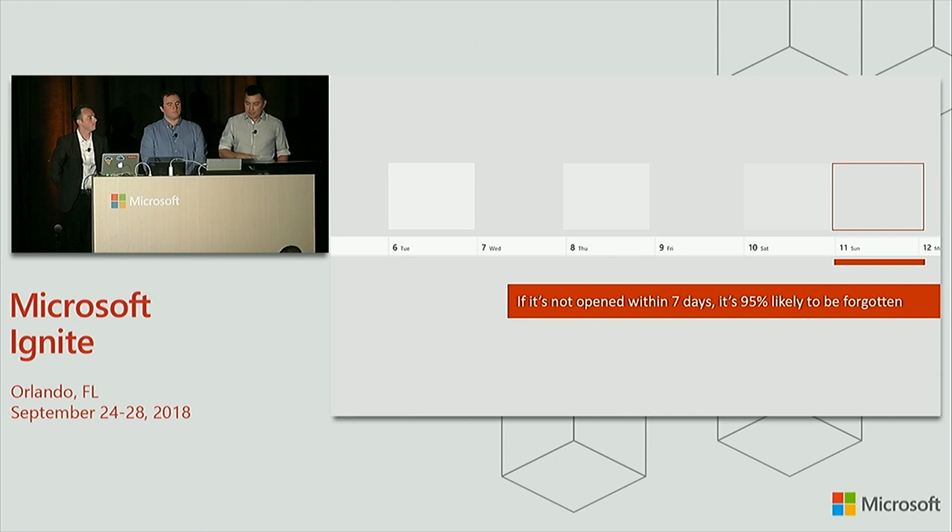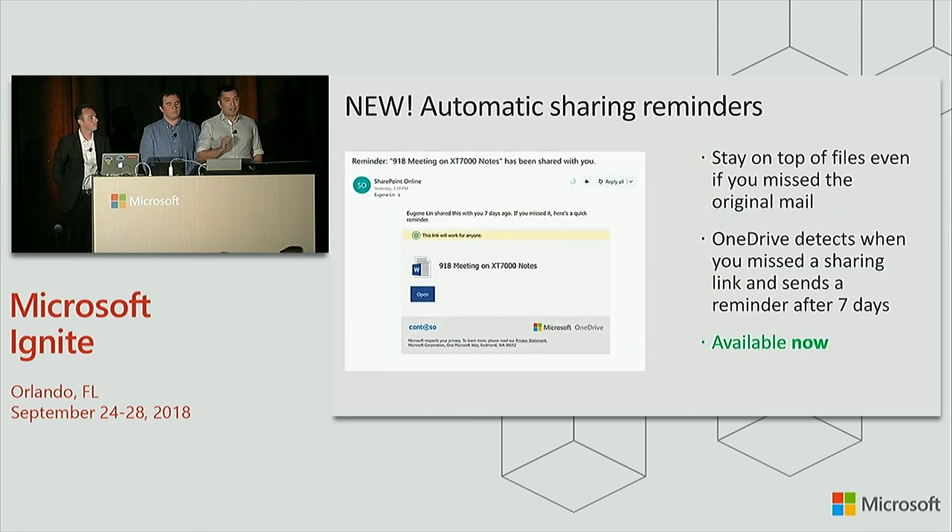And so today, we're happy to bring you another convenient new feature, automatic sharing reminders. In this case, this will help you stay on top of files. Oh, yeah, thank you. Stay on files, even if you miss the original mail. I haven't even finished telling you what it is. OneDrive will detect when you've missed a sharing link, and after 7 days, when you're statistically likely to never open it, we're going to send you a simple reminder, just to make it easy for you to get back there and not miss your work. Pretty neat, huh?